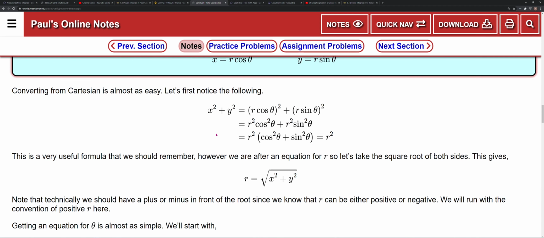Okay, and if r squared is equal to x squared plus y squared, you could take the square root of the r squared to get you the r, which means I need to take the square root of this x squared plus y squared. So I get this here, that r is equal to the square root of x squared plus y squared.